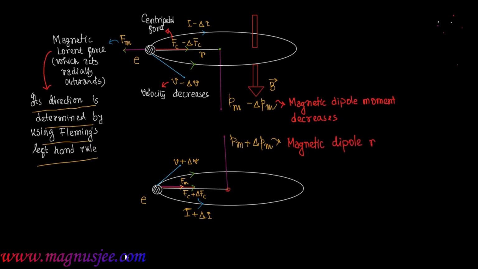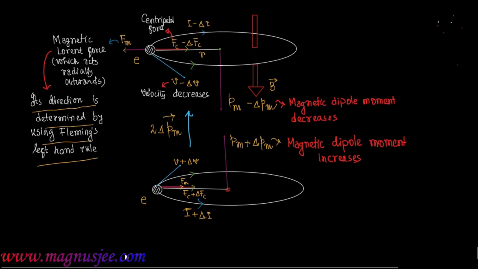Pm plus delta Pm is the final magnetic dipole moment due to revolution of the electron in the clockwise direction. And here the magnetic dipole moment of this type of electron increases, and 2 delta Pm is the induced magnetic dipole moment which acts vertically upward with respect to the direction of the external magnetic field of field induction vector B.